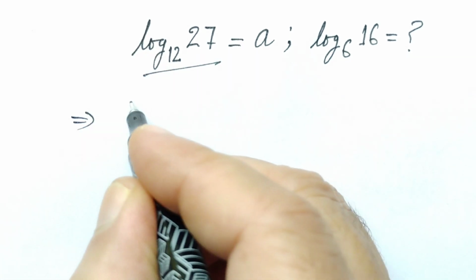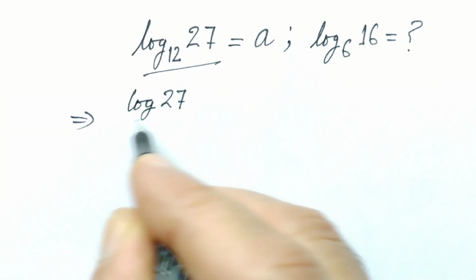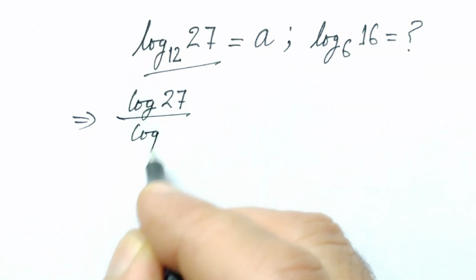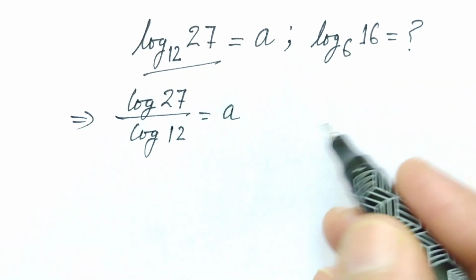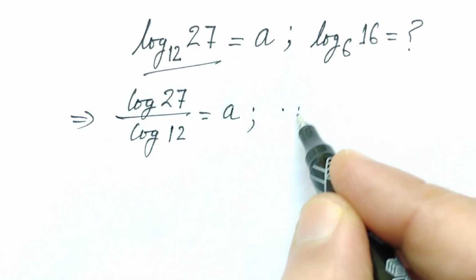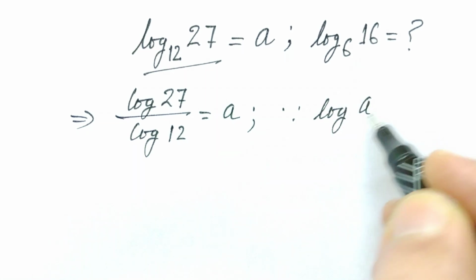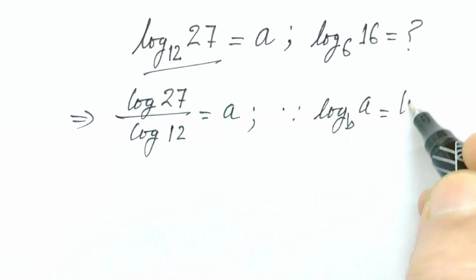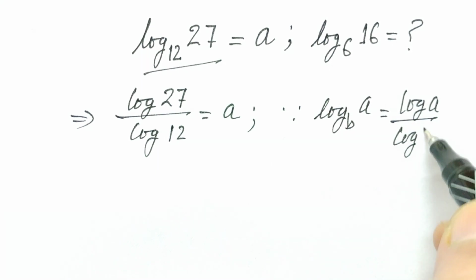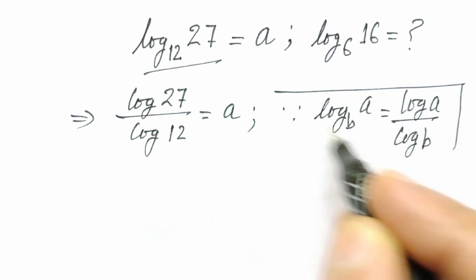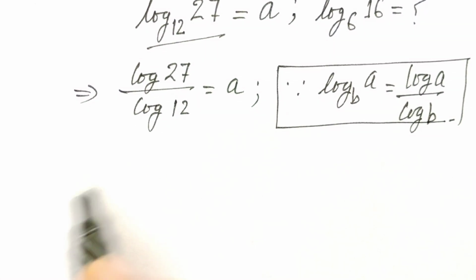This can be written as log of 27 over log of 12 is equal to a, right? Because log of a to the base b is equal to log of a over log of b. Change of base rule, right?